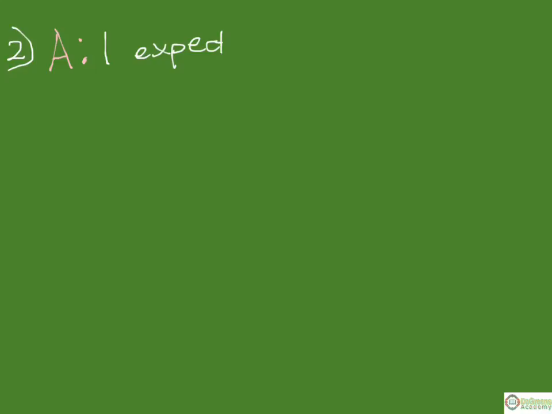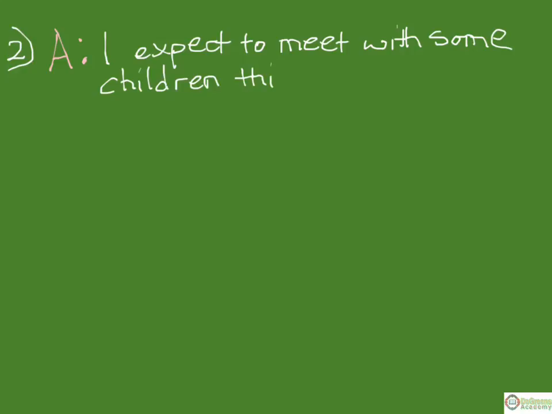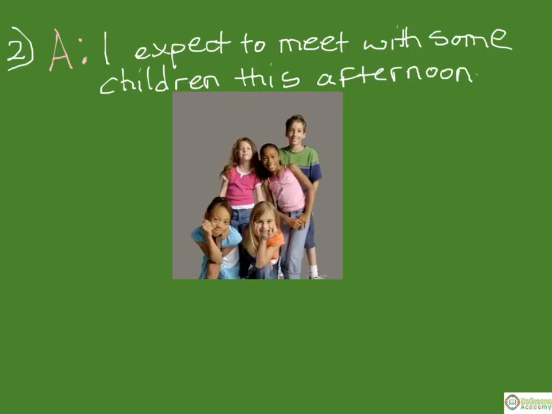Let's look at the second example. A says, I expect to meet with some children this afternoon. A says, I expect to meet with some children this afternoon. Okay. From this sentence, what do you think B is going to say? What do you think is going to be the response of B?